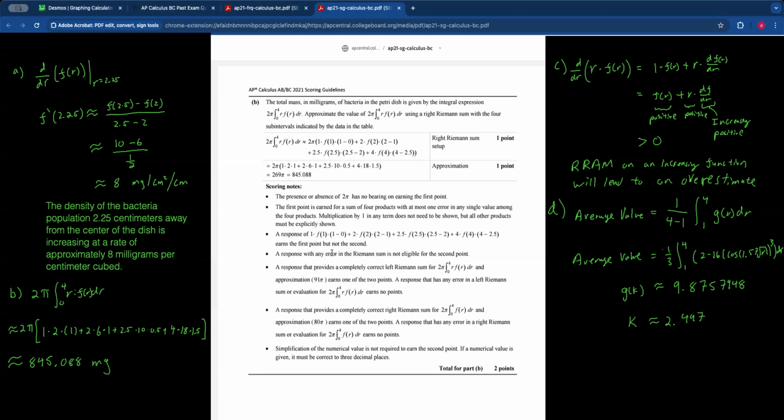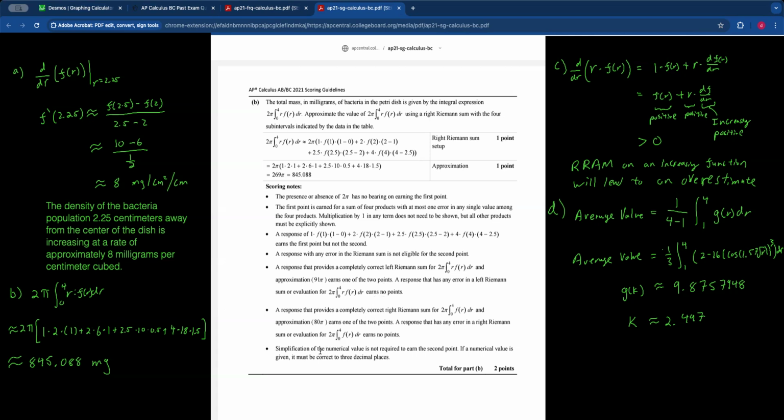A response with any error in the Riemann sum is not eligible for the second point. So again, you have to write out the actual work that leads to the Riemann sum. A completely correct left Riemann sum earns 1 of the 2 points. A response that has any error in a left Riemann sum earns no points. So apparently if you get the left Riemann sum, they'll still reward you with something.